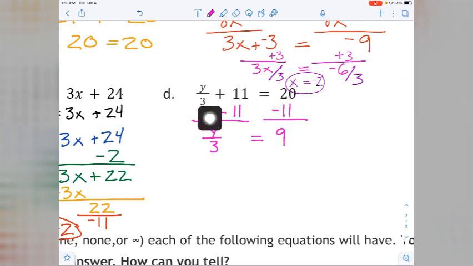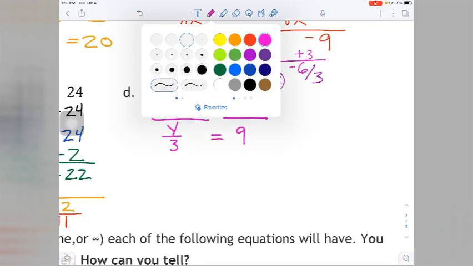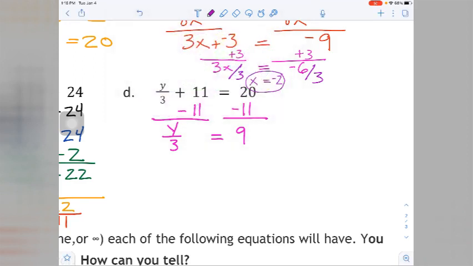Some students would just continue to show me. They would write things like 20 minus 11 equals 9, and then 27 divided by 3 equals 9, so y has to be 27. That's great that you were able to solve that in your head. However, and this was not a very difficult problem to do that with, I made this one highly proficient if you showed me the appropriate simplifying steps.